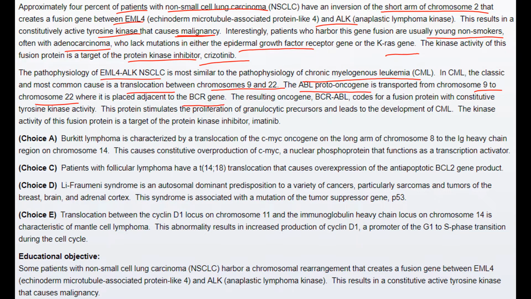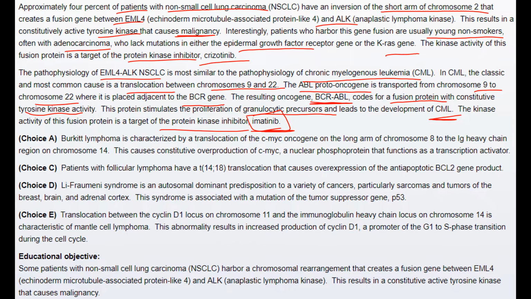The resulting oncogene BCR-ABL codes for a fusion protein with constitutive tyrosine kinase activity. This protein stimulates the proliferation of granulocytic precursors and leads to the development of CML. The kinase activity of this fusion protein is a target of protein kinase inhibitors like imatinib.